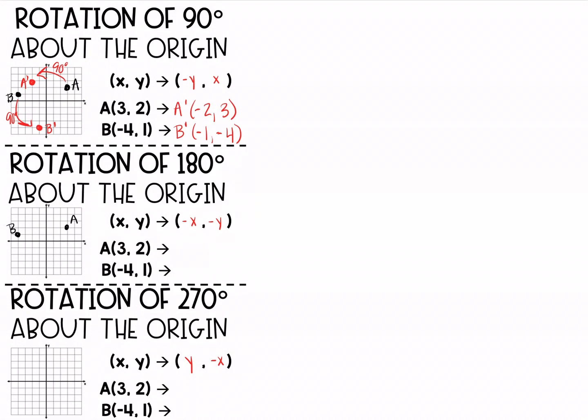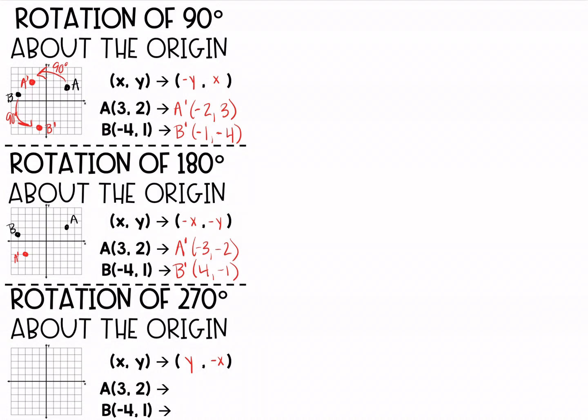So A prime would be negative 3, negative 2. Because think about it, I'm taking this ordered pair, I'm going to rotate it 90 and then 90, so it's going to be flipped. Okay, so negative 3, negative 2 is going to be A prime. And then B prime is going to be 4, negative 1.